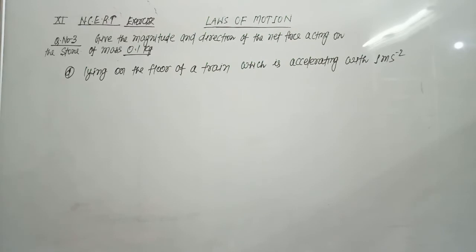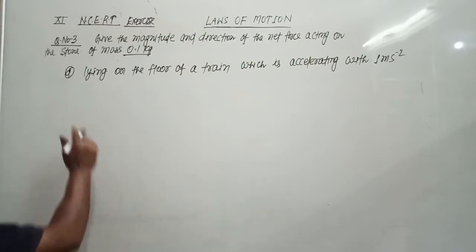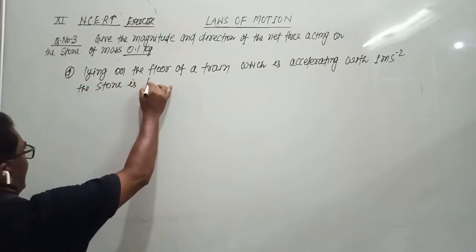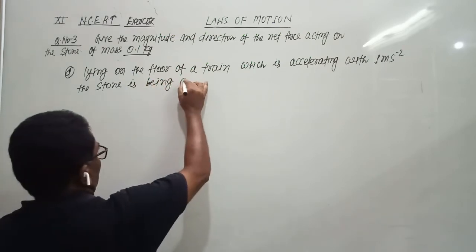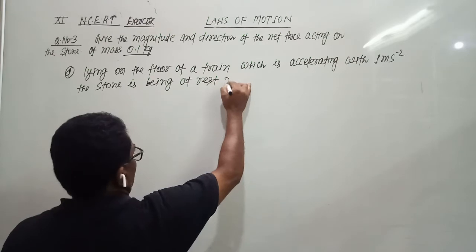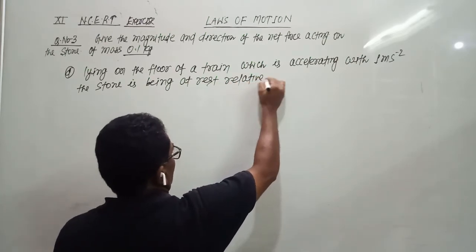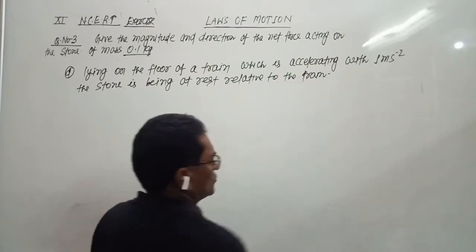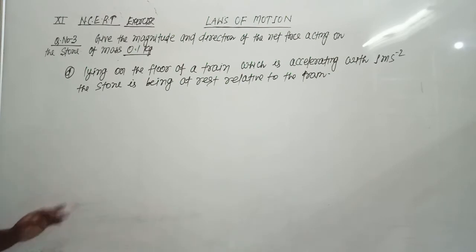The stone is at rest relative to the train. A stone is lying on the floor of a train, so with respect to the train, the stone is at rest. Neglect air resistance throughout and take the value of g equals 10 meter per second square.